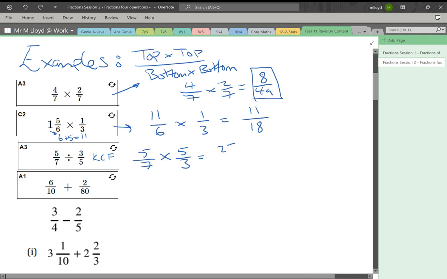So 5 times 5 is 25. 7 times 3, 21. And then we try to turn this into a mixed number. So 21 goes into 25 once. Our denominator won't change, and our numerator will just be the remainder, which is 4/21.